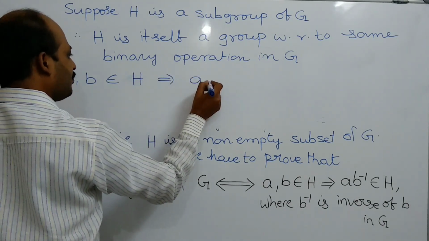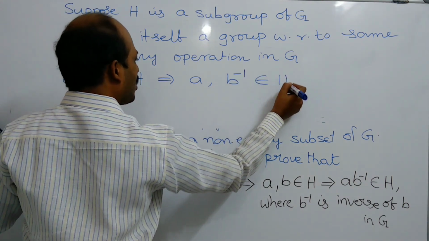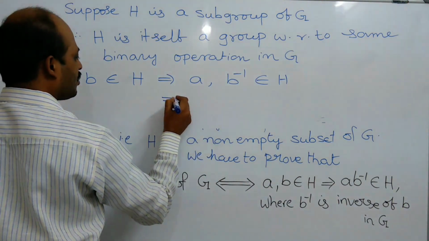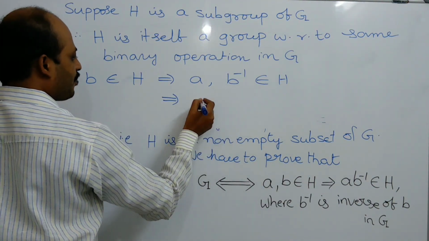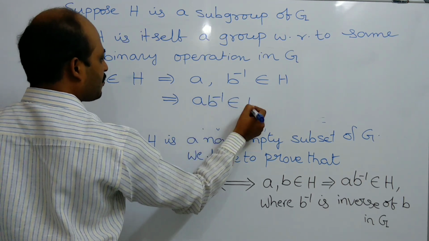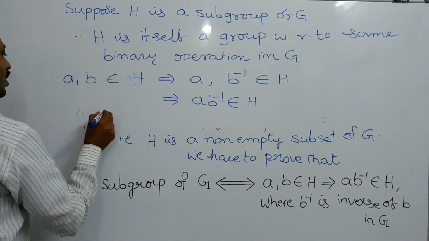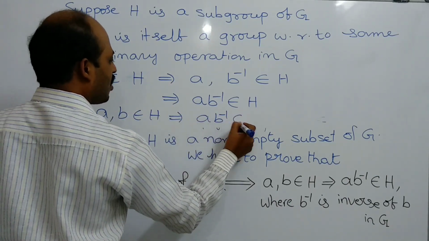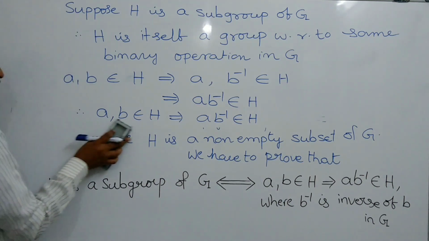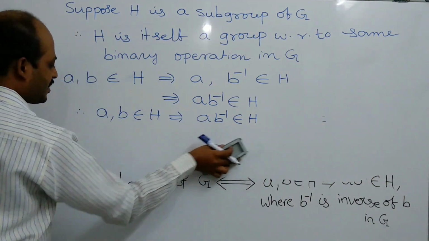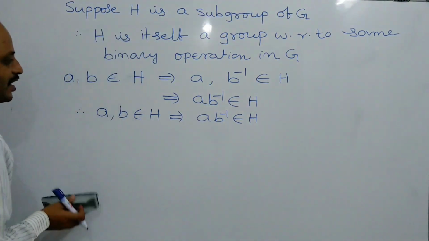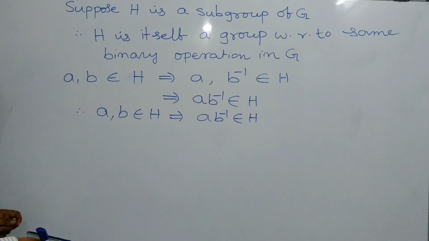Apply the inverse axiom. Since H is a group, by using the inverse axiom, b inverse belongs to H. This is nothing but the inverse axiom. Apply the closure axiom. ab inverse belongs to H, which we need. Therefore, a, b belongs to H implies ab inverse belongs to H. This is the first part of the theorem. Therefore, if H is a subgroup of G, then H satisfies the condition a, b belongs to H implies ab inverse belongs to H.